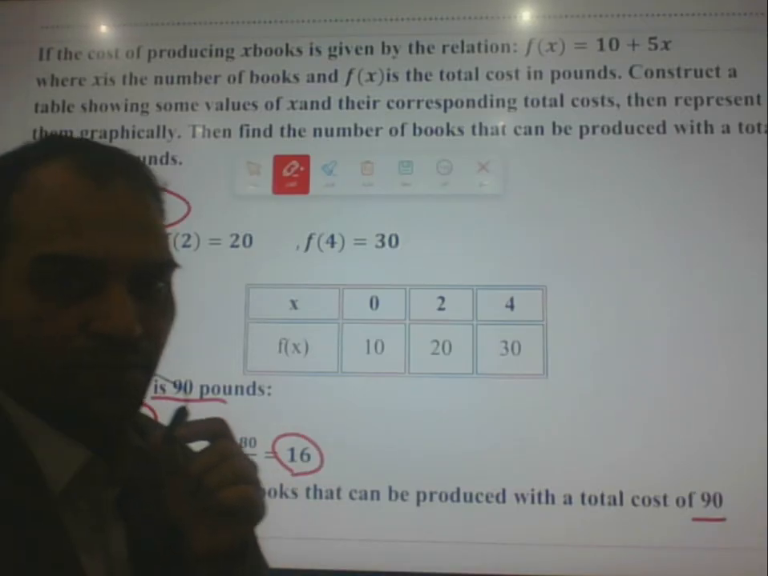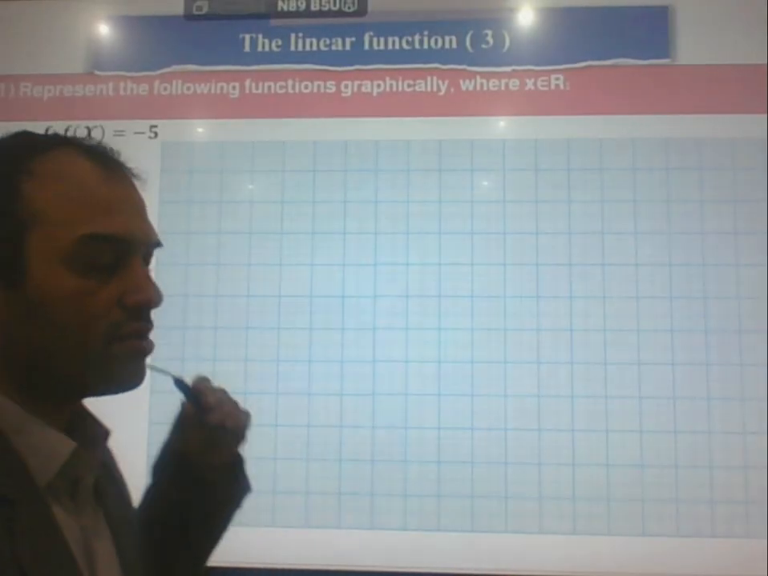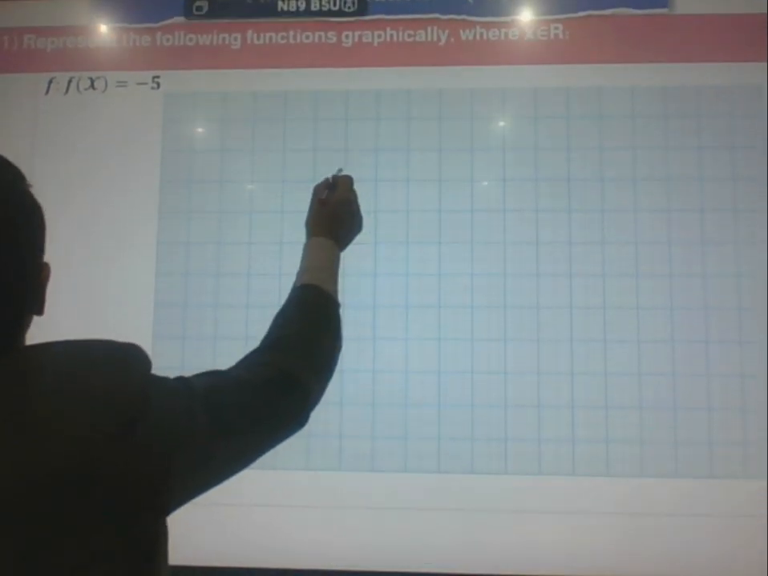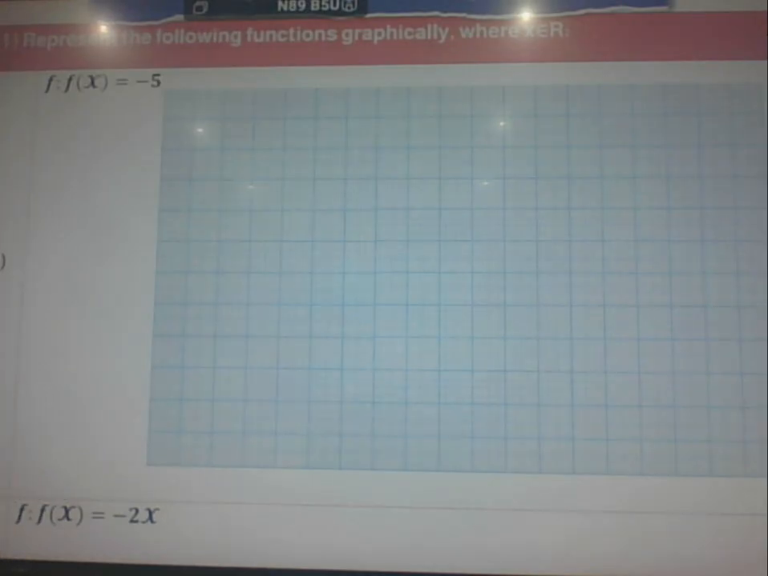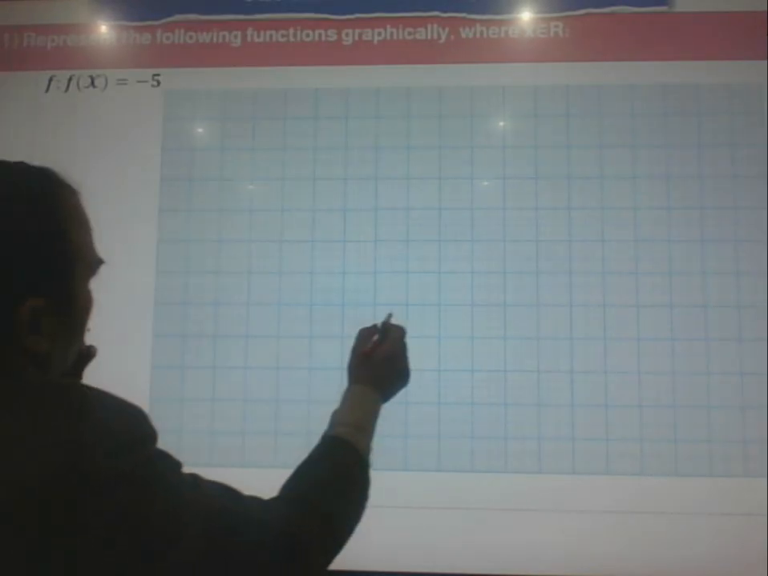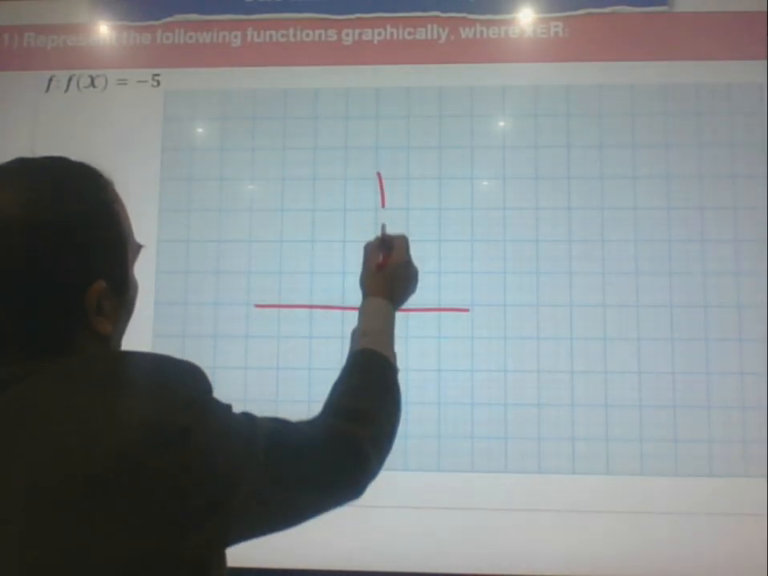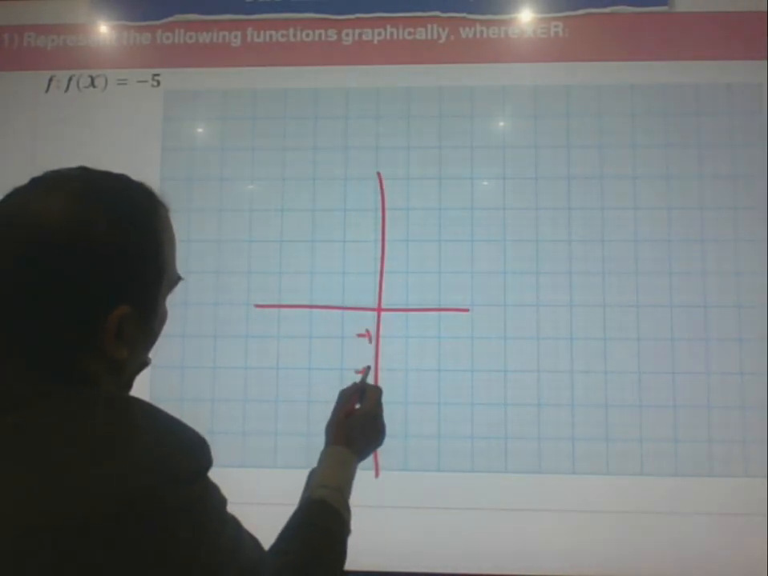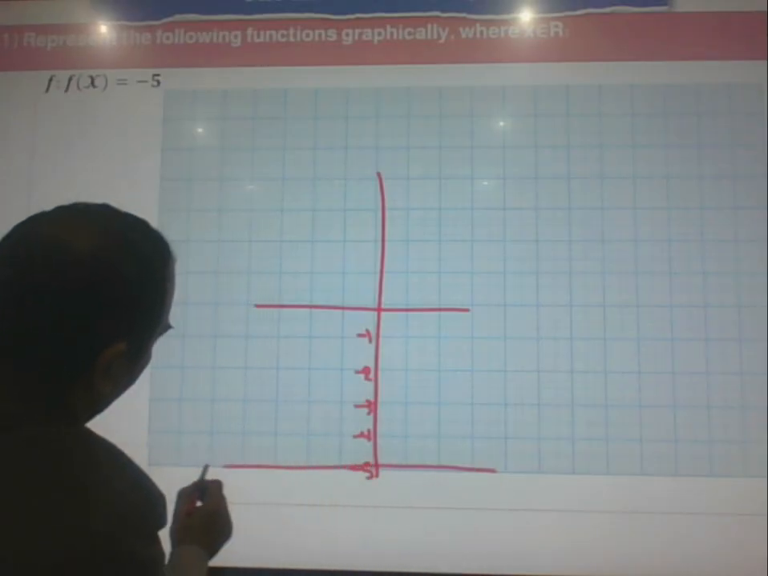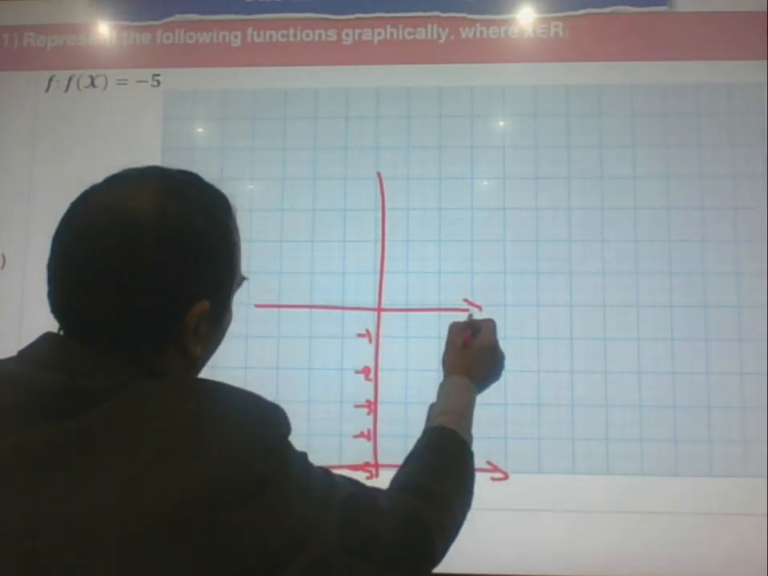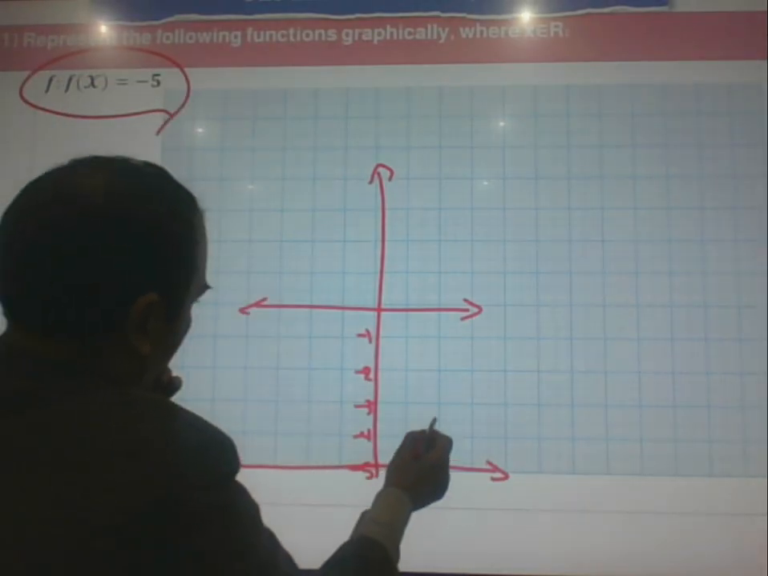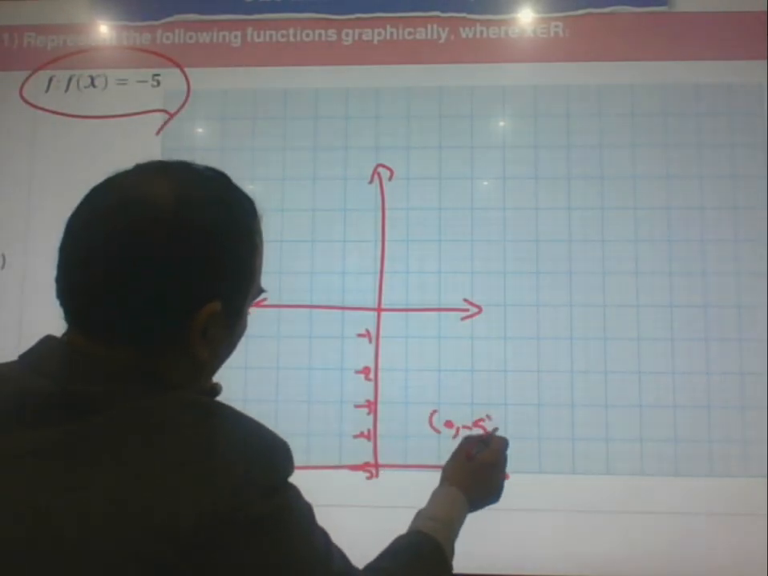Okay, understood this question? We can draw the function f of x equals -5. Draw the straight line, like this: -1, -2, -3, -4, -5, and draw a straight line here because it's a constant function. This constant function cuts the y-axis at the point 0 and -5 and is parallel to the x-axis.